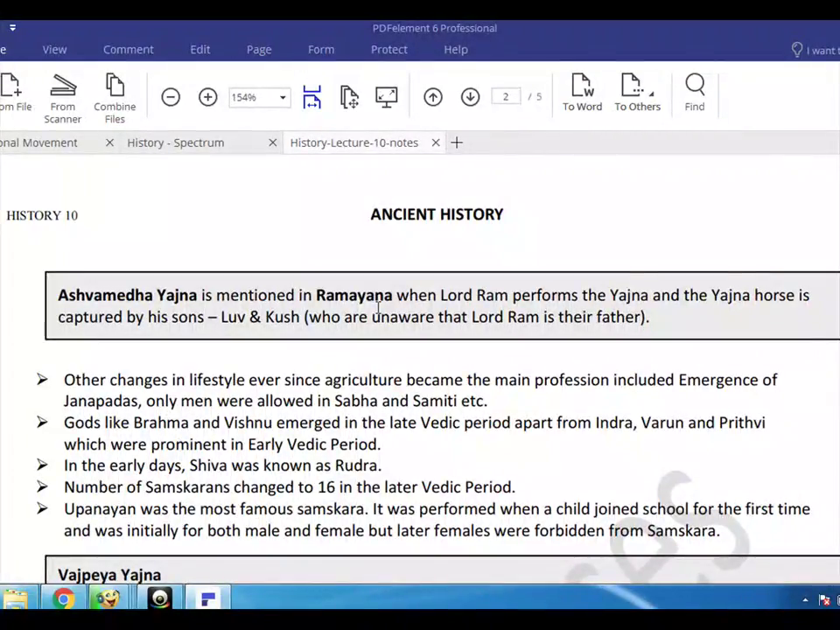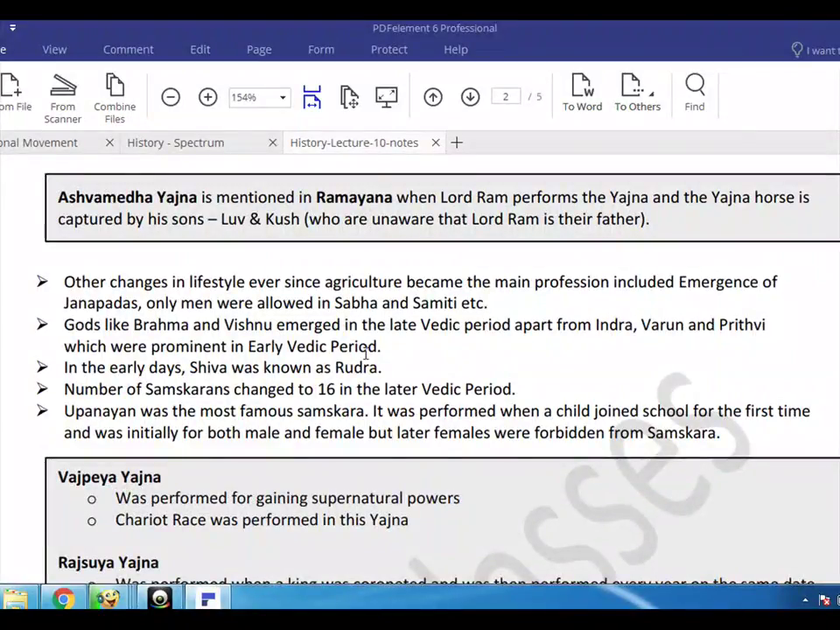The number of Sanskaras changed to 16 in the later Vedic period. Upanayana was the most famous Sanskara. It was performed when a child joined school for the first time and was initially for both male and female, but later females were forbidden from the Sanskara.